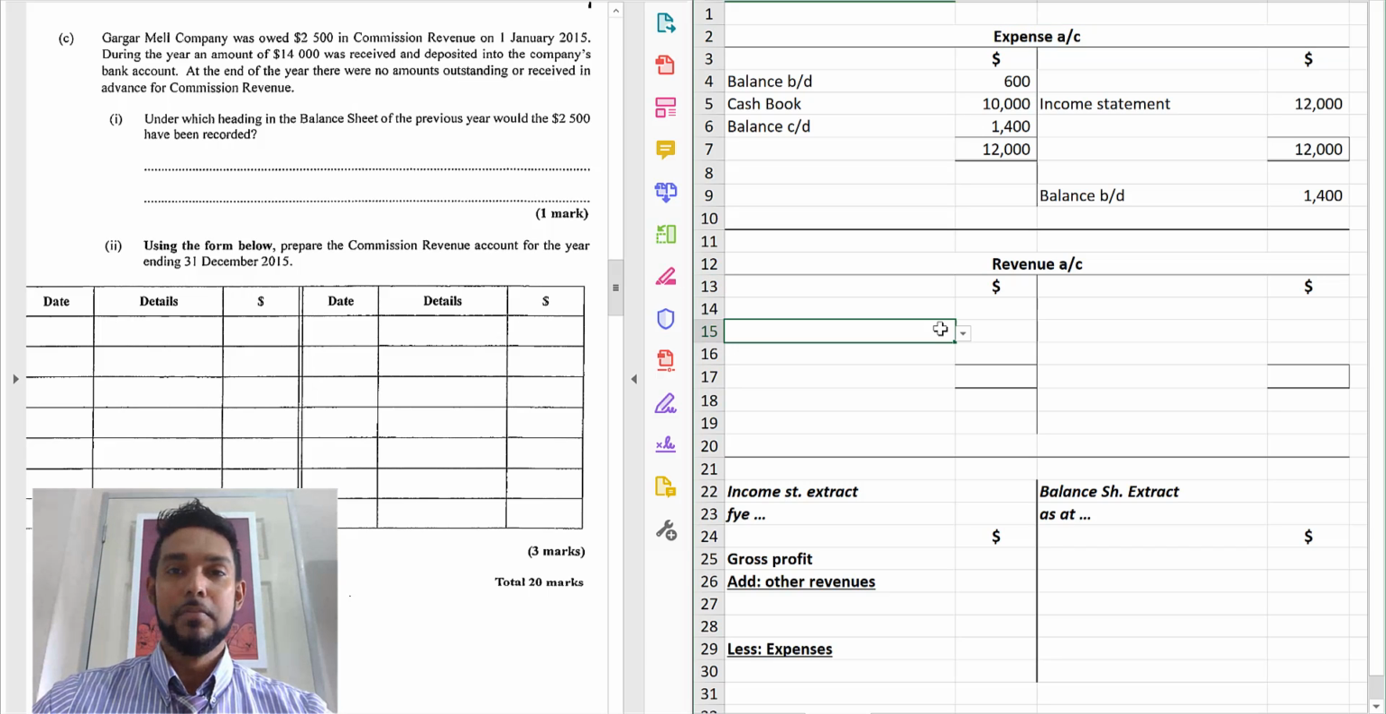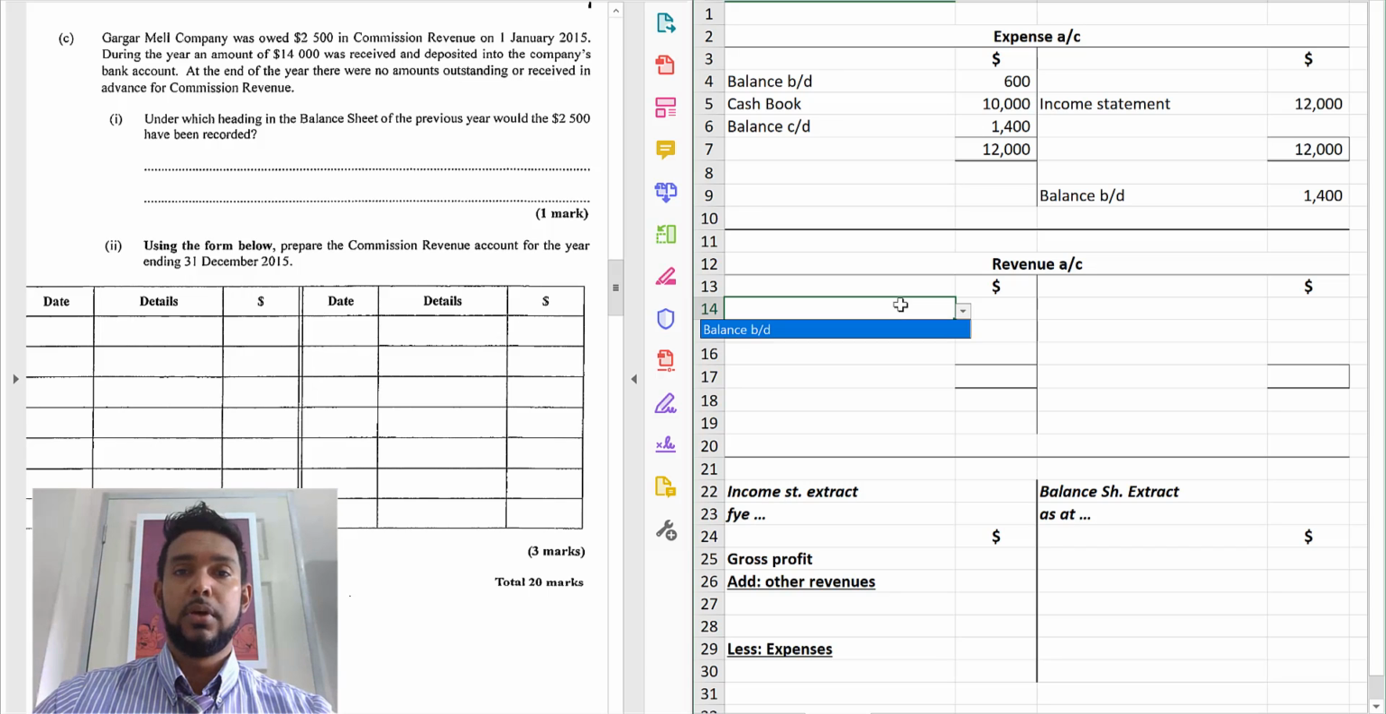Sorry, sometimes talking it out up in the air is a little more difficult because we need to see things in order to understand them properly, most of the time. Okay, so first of all, we were owed 2,500 in commission revenue.